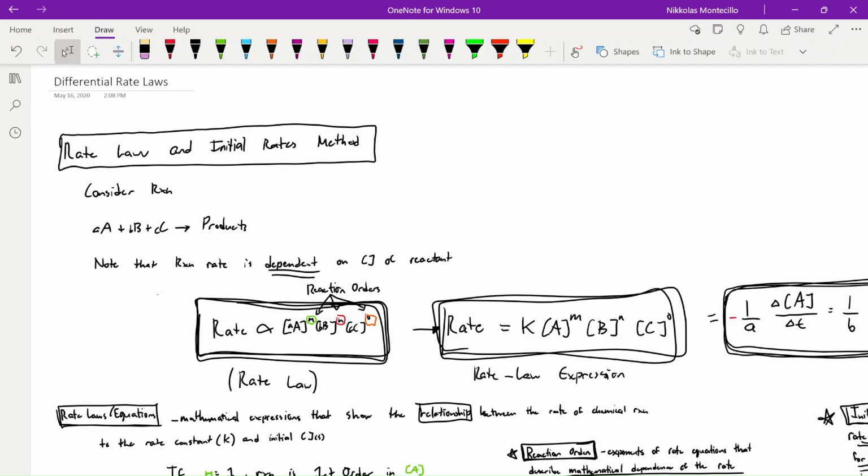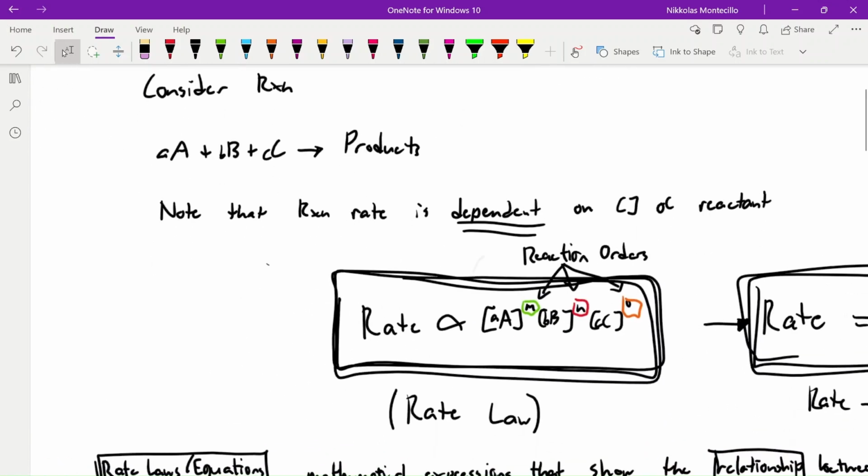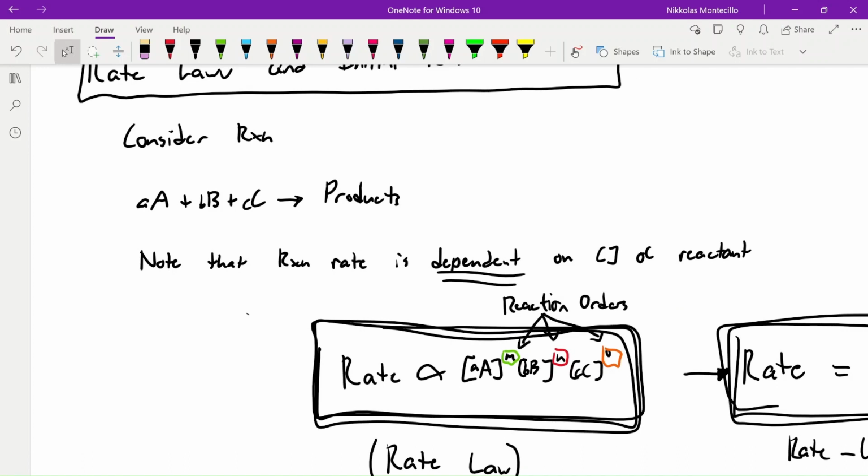In this video, we're going to be covering differential rate laws, as well as how to determine rate laws and how to apply the initial rates method to find said rate laws. So let's consider a reaction. A coefficient A times, let's say that we have these three reactants here that will be converted to products.